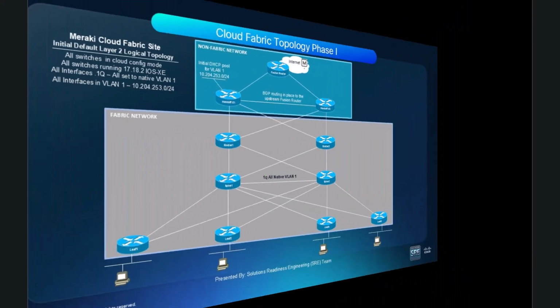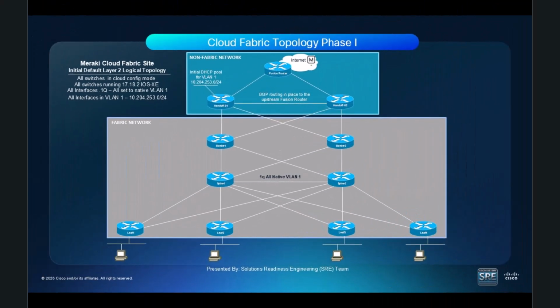Let's get started. Here is the logical topology for phase 1, which is where our story begins today. All switches are running the GD code of 17.18.2, which is the latest as of April 2026. All the switches have already been onboarded in cloud configuration mode into the Meraki dashboard. The switches were write erased and all connections are trunks in native VLAN 1. There is a DHCP server on the handoff router 1 with a scope of 10.204.253.0/24.